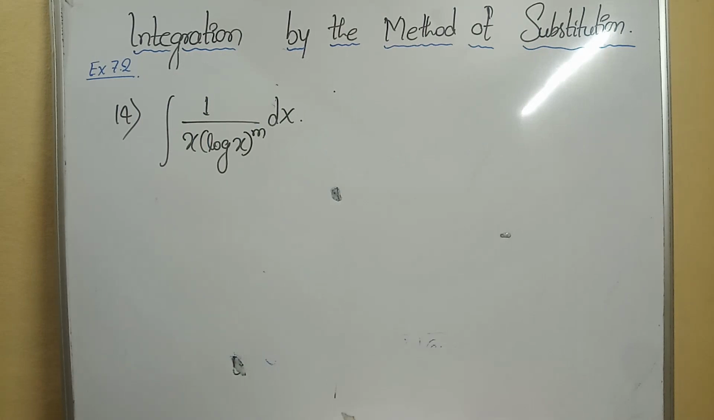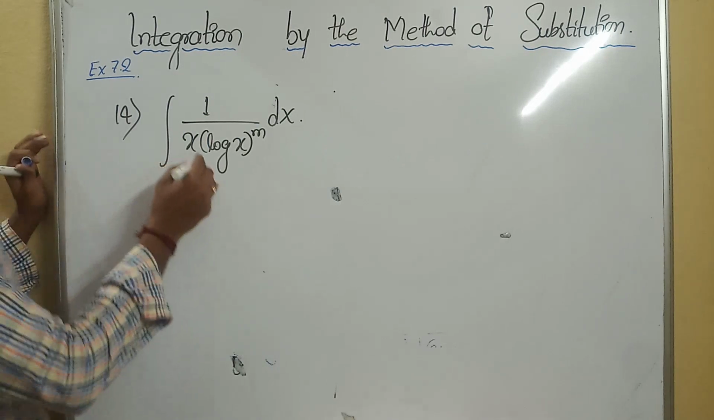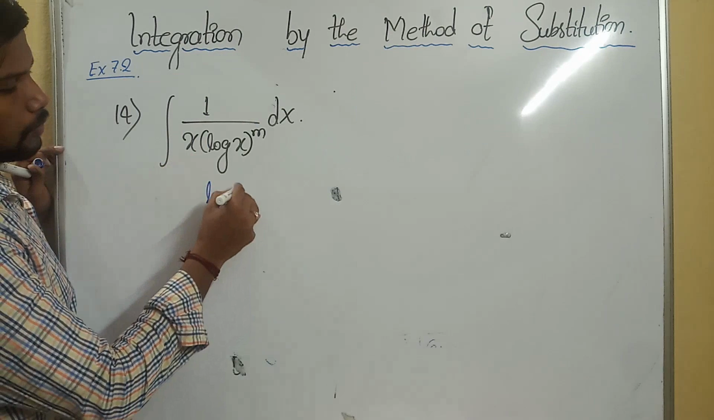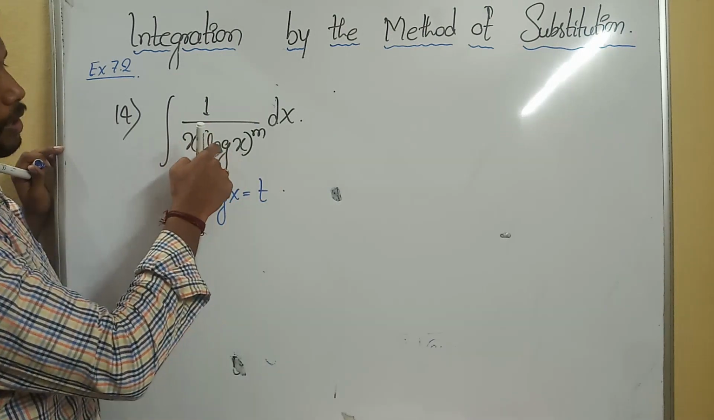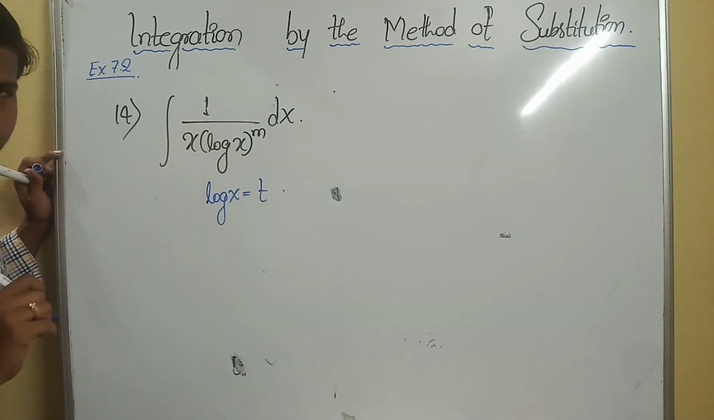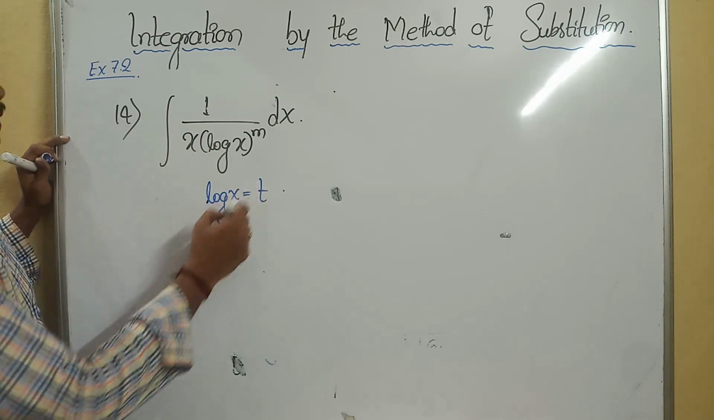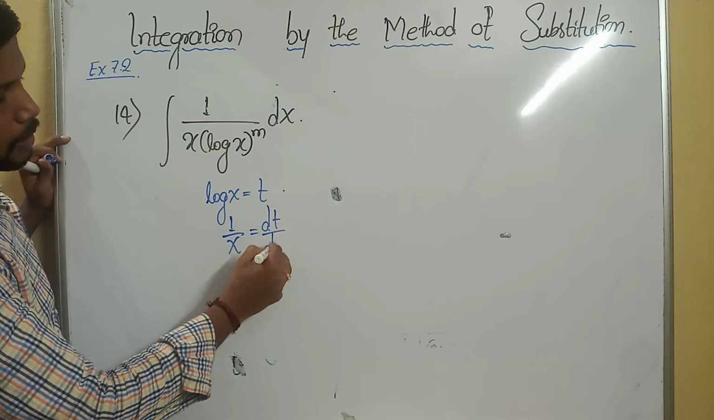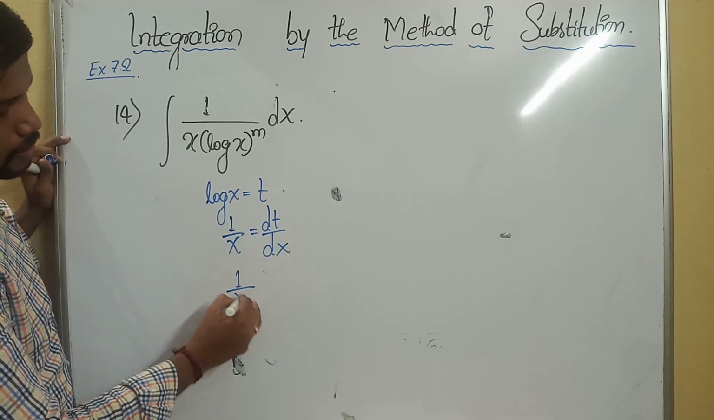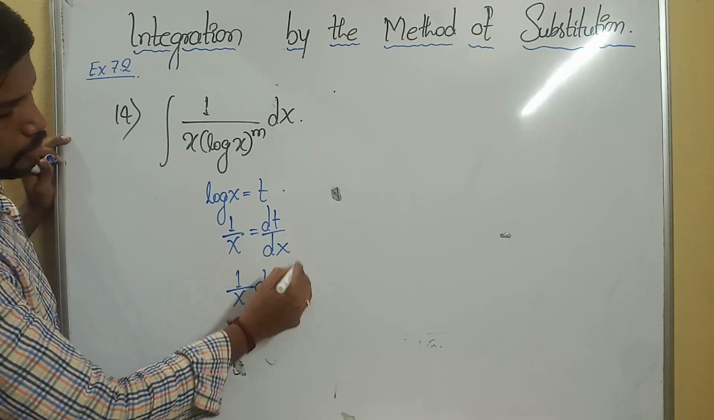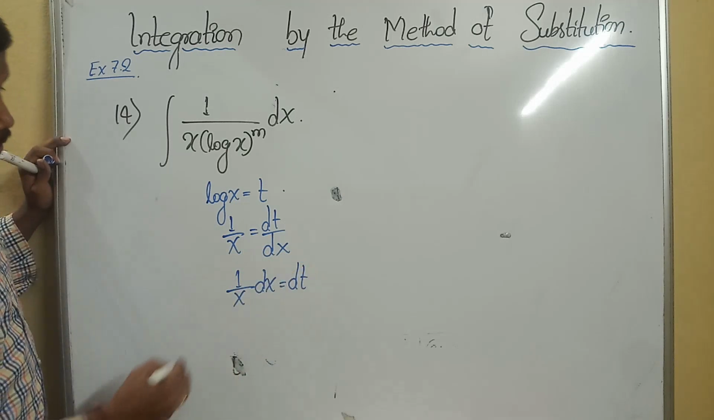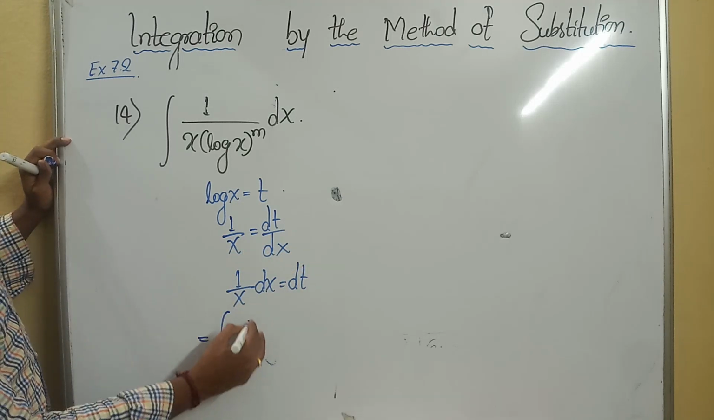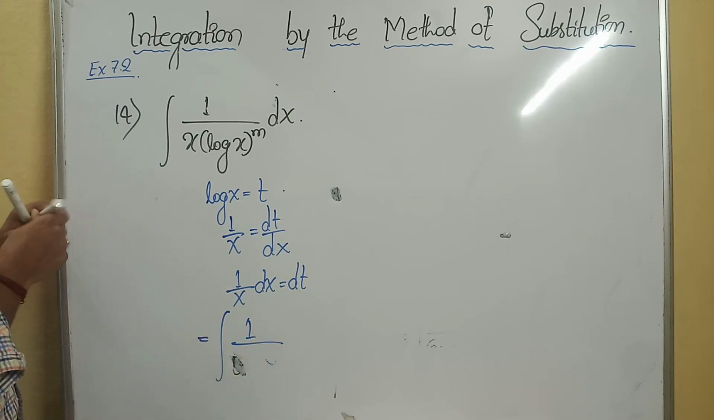Observe the next one. Here I'd like to take log of x as t. Why? Because the derivative of log x is 1 by x, so that term is already there. The derivative of log x will be 1 divided by x, and the derivative of t will be dt divided by dx. Taking dx to the left hand side, 1 by x dx is equal to dt. Got it?